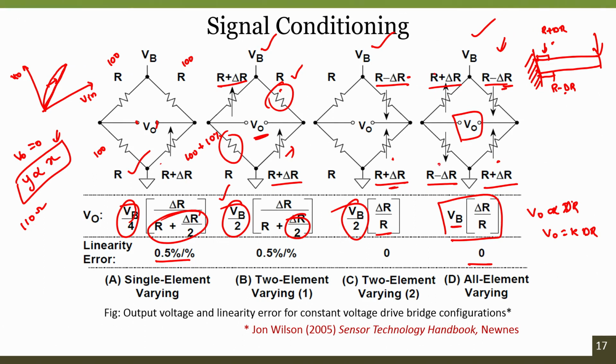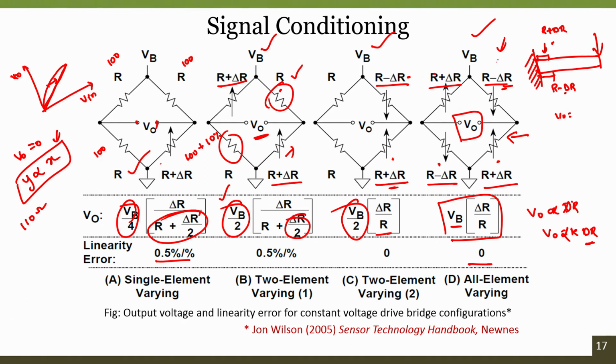Similarly, with R plus delta R and R minus delta R, the V naught we will get is proportional to delta R. The output voltage is directly proportional to delta R. Remember that this nonlinearity error is not because of the sensor, it is purely because of the signal conditioning circuit that we have designed. So, that is the reason the proper design of a signal conditioning circuit is also important, to provide a linear, accurate output with very good information about the input too.